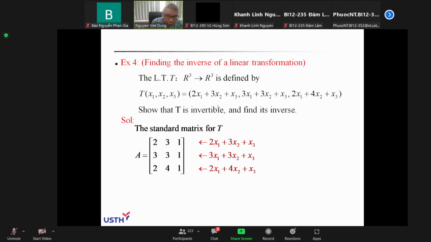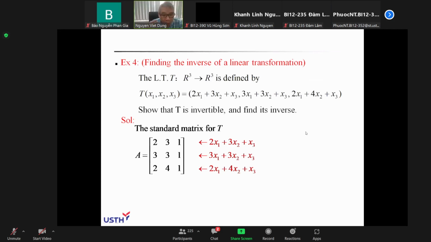The first coordinate is 3x1 plus 2x2 plus x3. And then you take the coefficient 2, you put it here. The coefficient 3, you put it here. And the coefficient 1, you put it here. So we get the first row of A. Similarly, the second row is here, because here the coefficient is 1, so we get 1. And the last row gives you 2, 4, 1. That is the standard matrix for T.